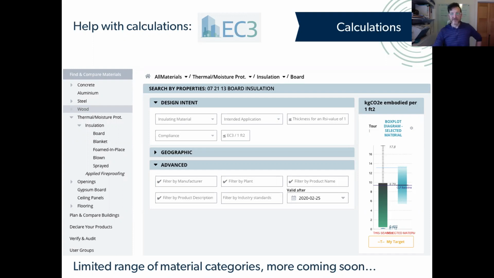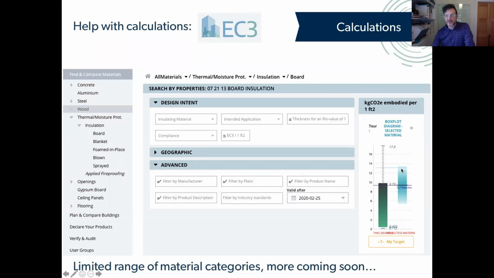The beauty of their site is that this is very much for comparing between materials in the same category. So over here they're going to tell you where the range of everything in the product category that you've selected is. So I've selected insulating material. So, the range is quite big.